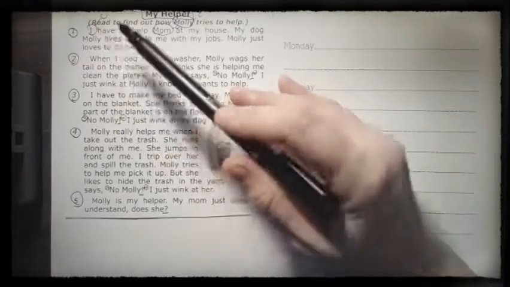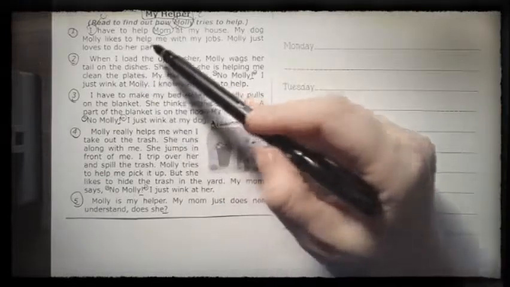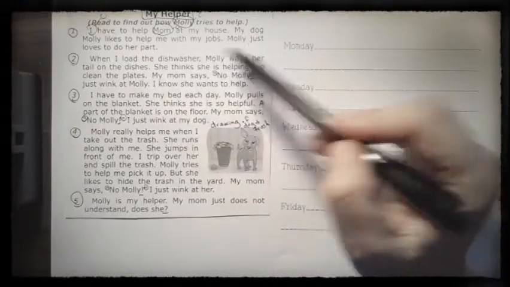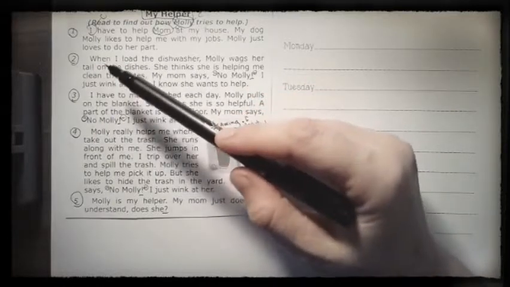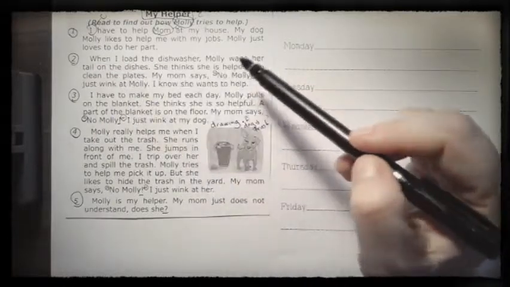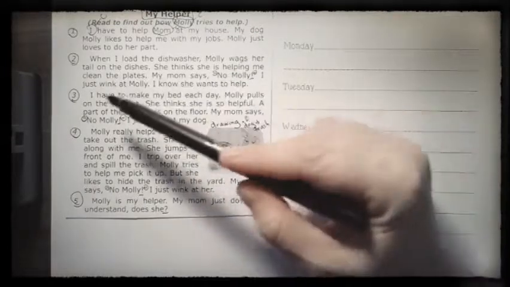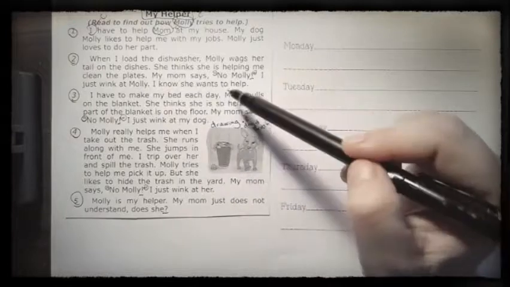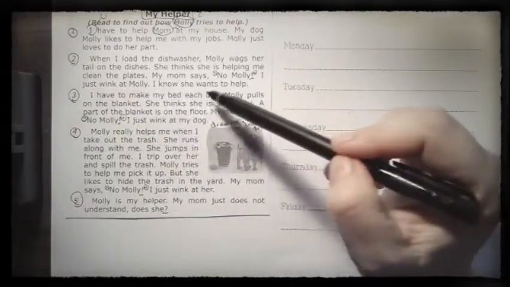My helper. Read to find out how Molly tries to help. Paragraph 1. I have to help Mom at my house. My dog Molly likes to help me with my jobs. Molly just loves to do her part. Paragraph 2. When I load the dishwasher, Molly wags her tail on the dishes. She thinks she is helping me clean the plates. Mom says, "No, Molly." I just wink at Molly. I know she wants to help.